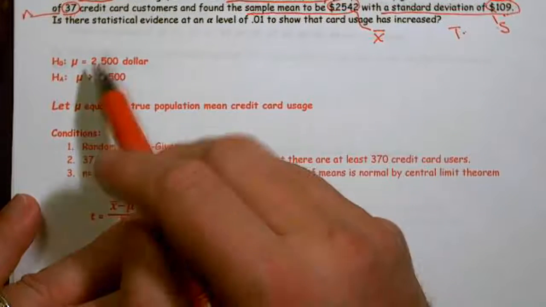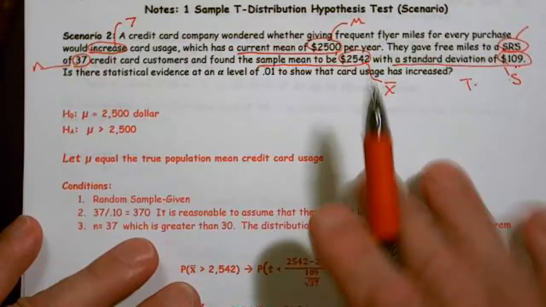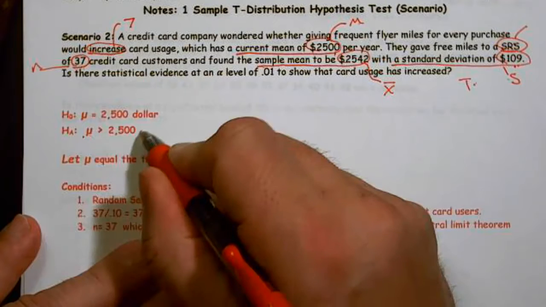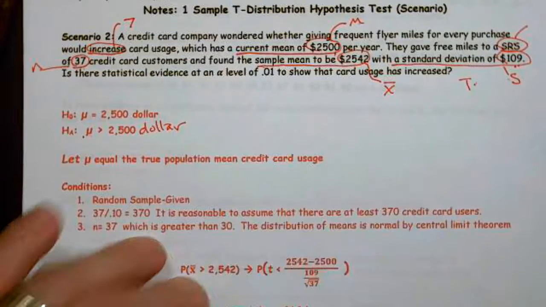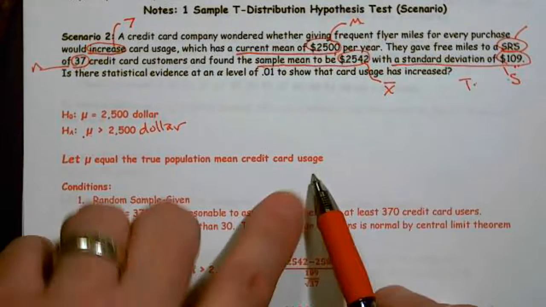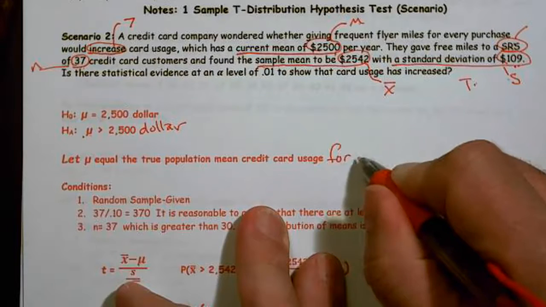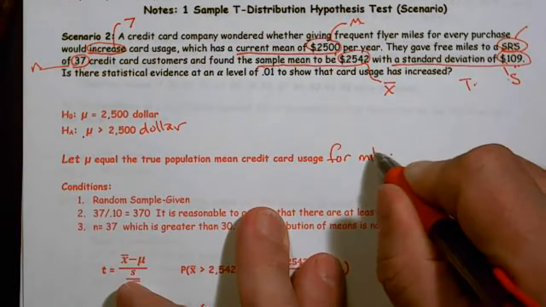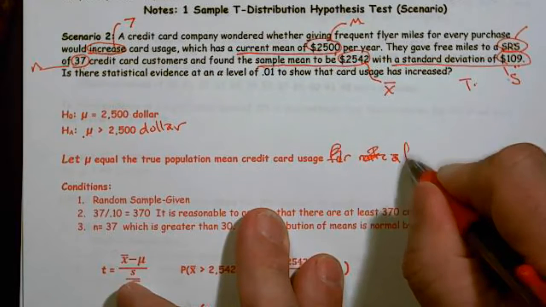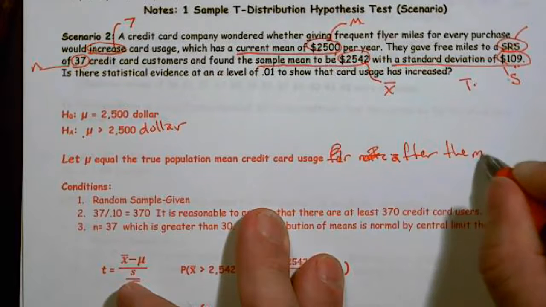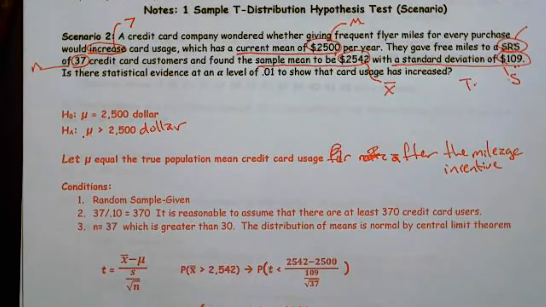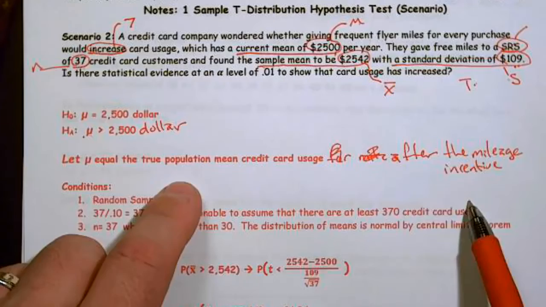So our null hypothesis is that mu is 2,500 because that's our status quo. That's where things currently are. But we want to increase it. So we want to know our alternative: was our method of giving frequent flyer miles successful in increasing it? Let mu equal the true population mean credit card usage after the mileage incentive. Now, you don't have to write all this, but I want to be clear that it's after we have the incentive. Before the incentive, we know what it is, 2,500, but after the mileage incentive, did it go up?